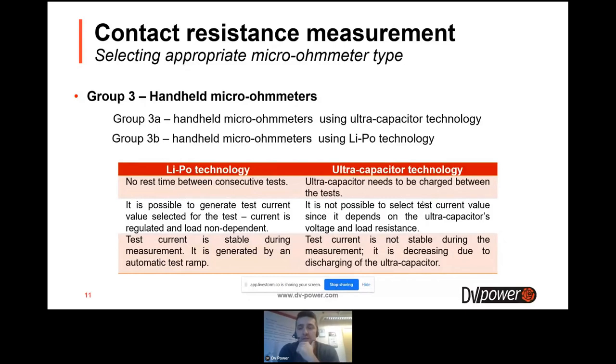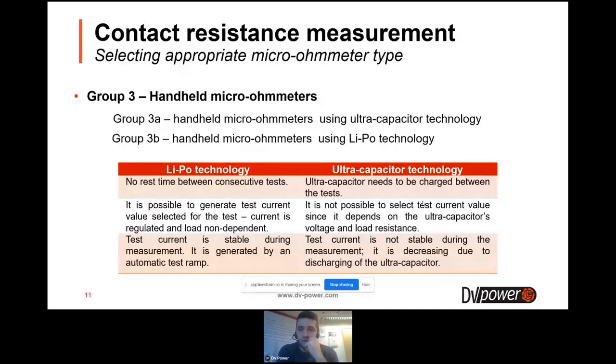One is to have a built-in ultra capacitor, which is usually called a super capacitor, because it is capable of discharging very high test currents. And this ultra capacitor is charged with a built-in battery. So these devices have a built-in battery and a built-in ultra capacitor, which is used for discharging of the current.